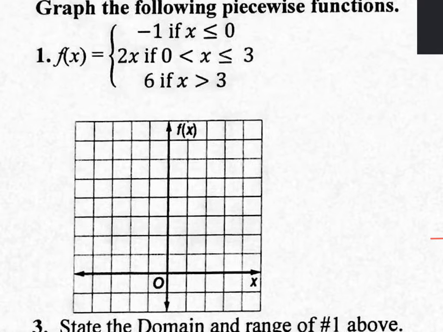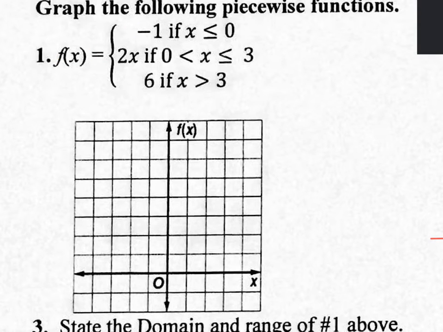On number one, what we need to really understand is that this f of x function is a piecewise function. It's composed of three pieces: 1, 2, 3. In other words, this is really saying y equals -1.